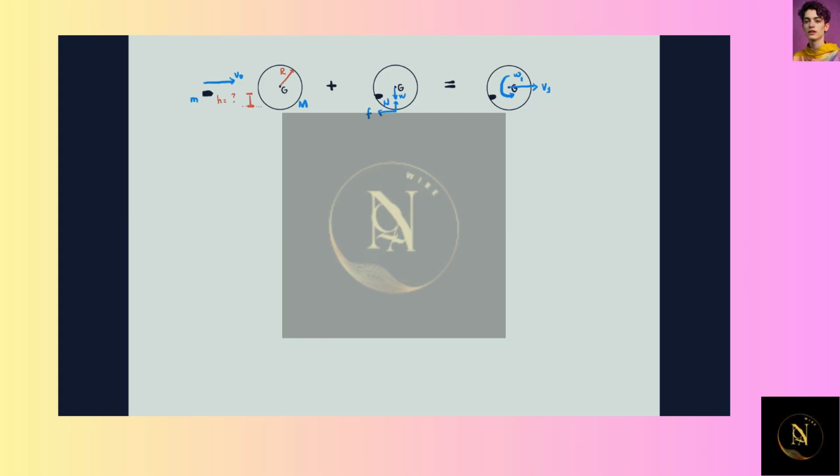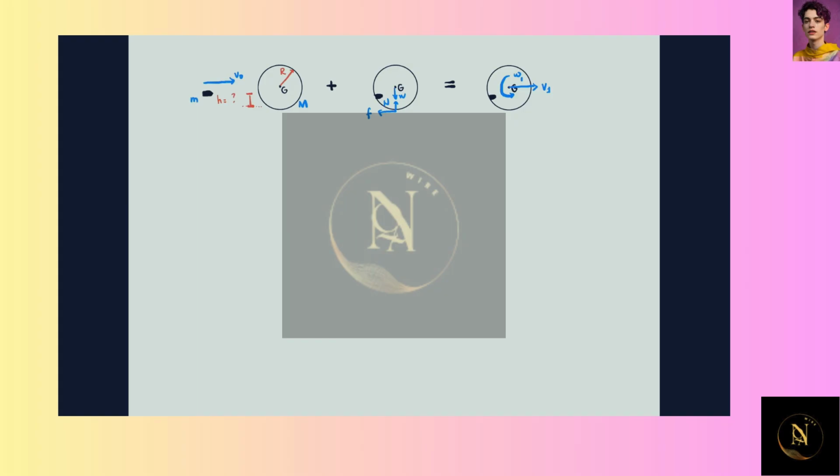I have here a sketch of the problem. A bullet with mass m was fired at a velocity v sub o at an unknown height h into a disc with mass M and radius r initially at rest. This is what you can see in the first part of the sketch.